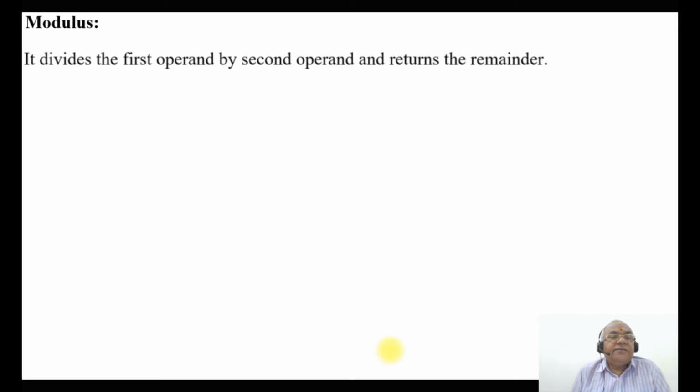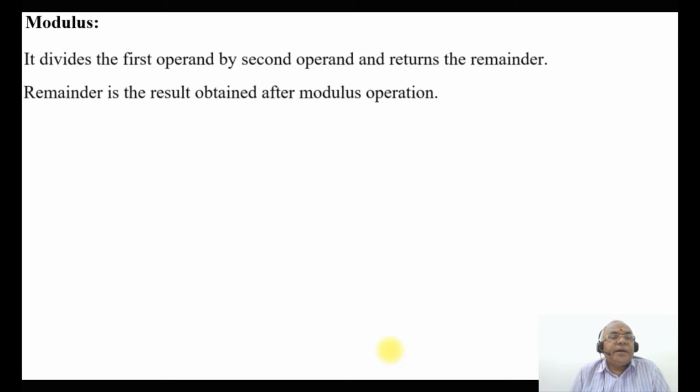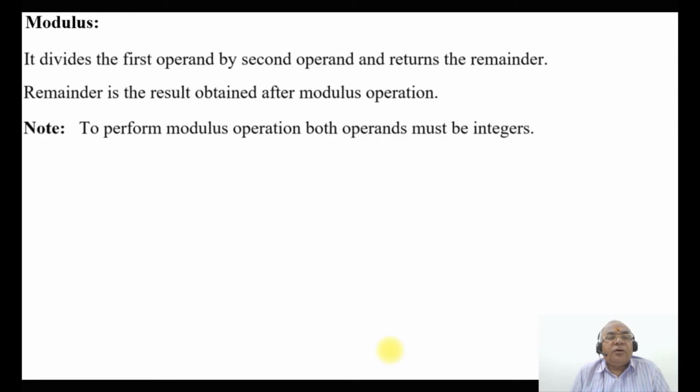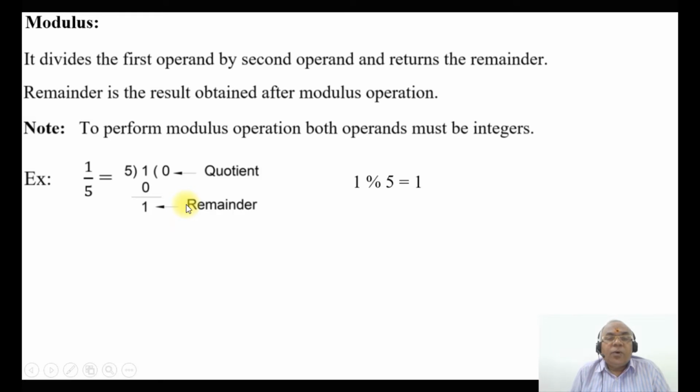Modulus divides the first operand by the second operand and returns the remainder. The remainder is the result obtained after the modulus operation. To perform the modulus operation, both operands must be integers. This is very important. Suppose you take an example: 1 divided by 5. So 5 is the divisor, 5 into 0 is 0, so this is the quotient and this is the remainder. So 1 is the remainder. So here 1 % 5 will be equal to 1.